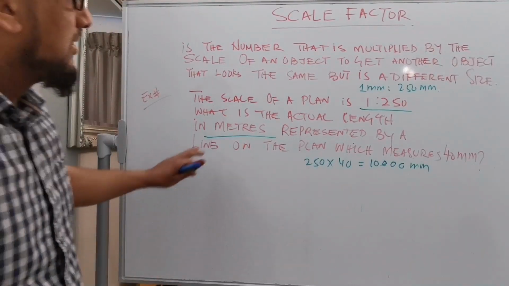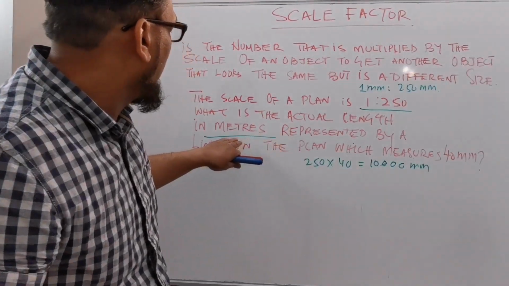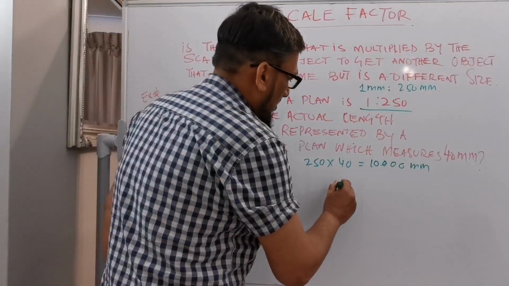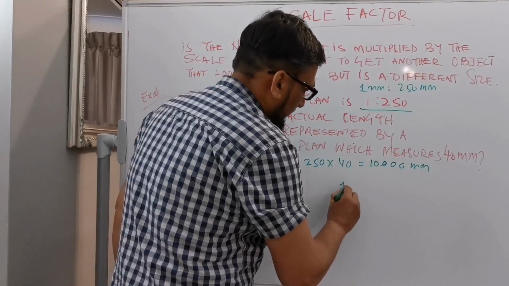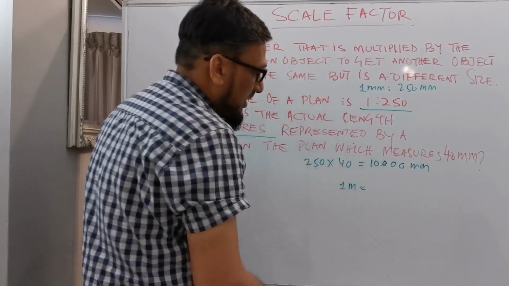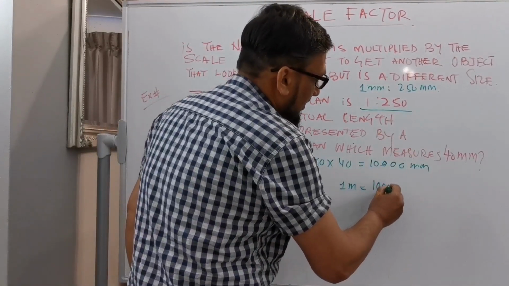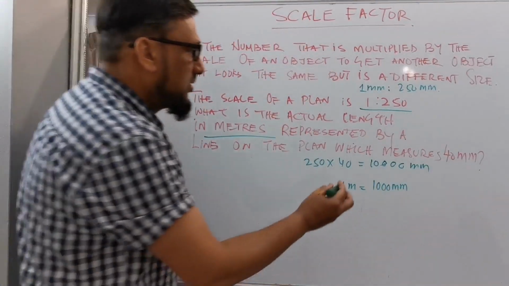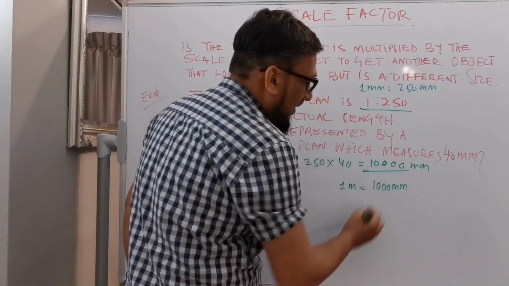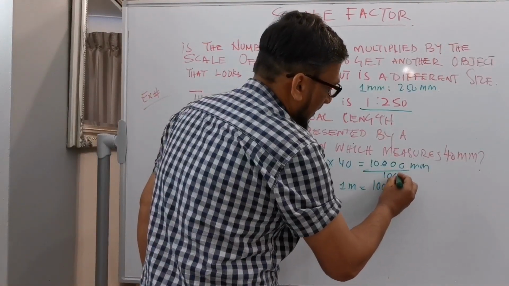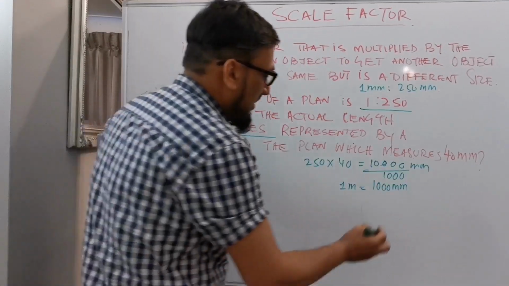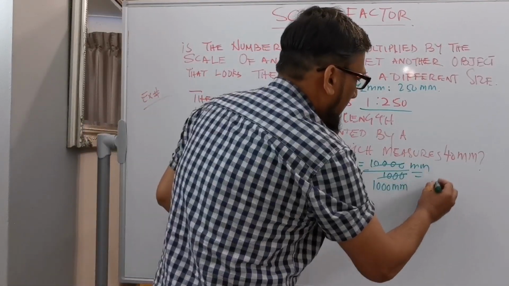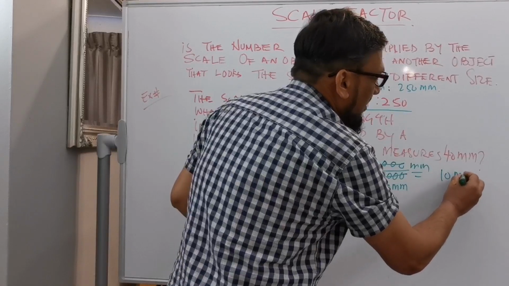But they are asking for the answer in meters. We know that 1 meter equals 1000 millimeters. So it means we need to divide by 1000. So your answer will be 10 meters.